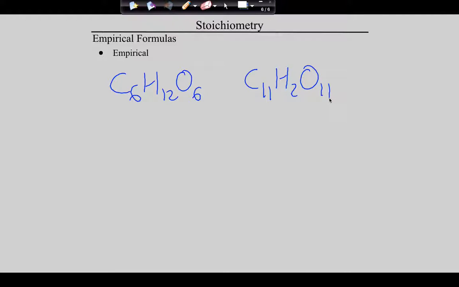Guys, these were examples that we gave you last year when we taught you about empirical formulas. What are both of these compounds? Well, sugars. It's awesome if you can name them specifically. In this class, you don't need to. But guys, they're both sugars.